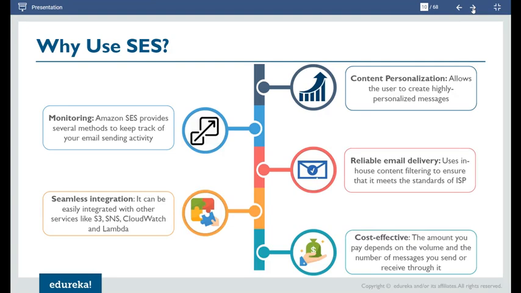Why use SES? It allows you to perform content personalization. You can define your own messages. Email delivery, is the email delivered or not, can be monitored. Reliable email delivery, because it has in-house content filtering, which will ensure that if your email has any such content which might block your email at the ISP level, at your internet service provider level, it will give you a warning with this in-house content filtering.